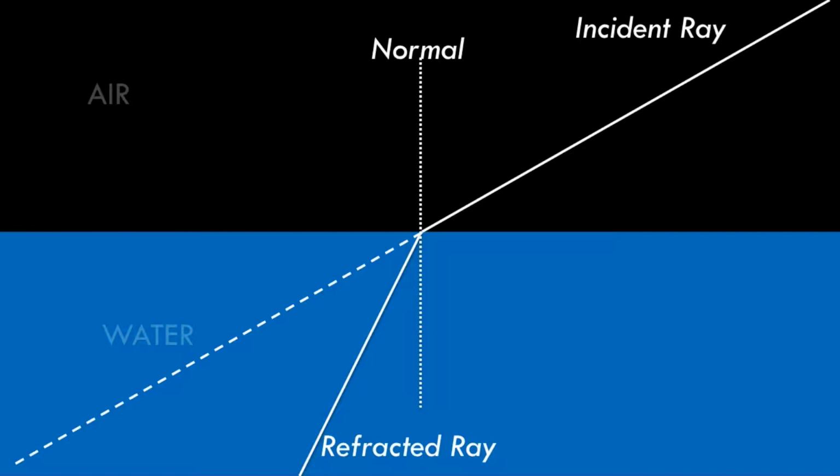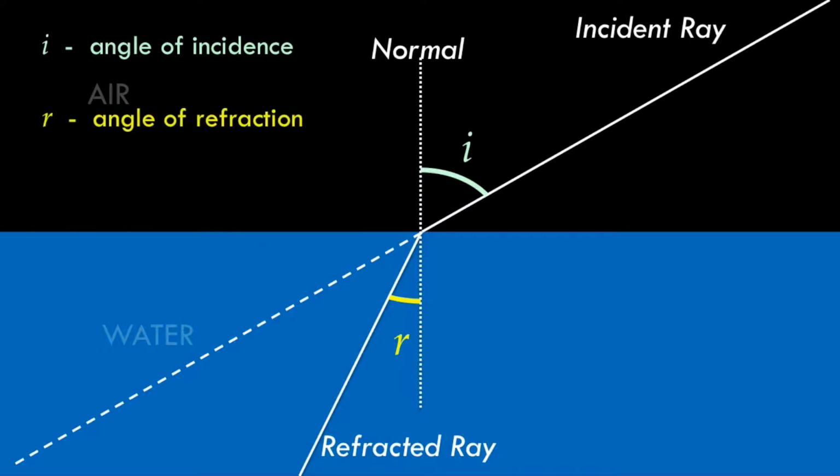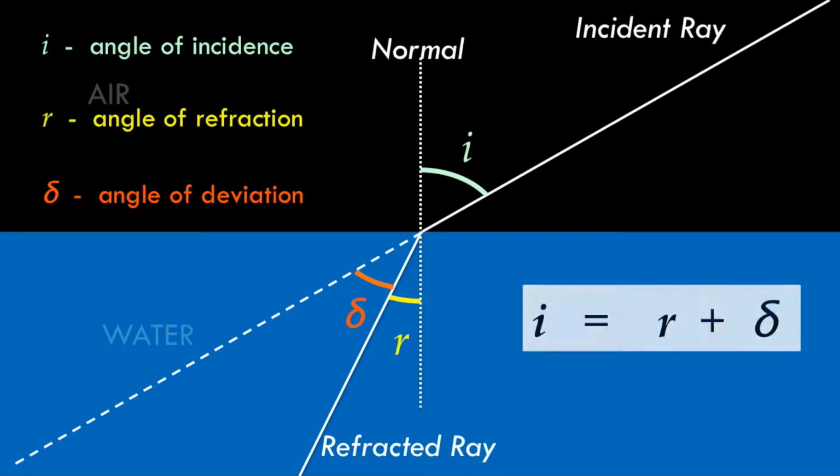The angle I, that is formed between the incident ray and the normal, is called the angle of incidence. The angle R, that is formed between the refracted ray and the normal, is called the angle of refraction. And the angle delta, that is formed between the refracted ray and the projected incident ray, is called the angle of deviation. In this scenario, the sum of angles delta and r is vertically opposite to the angle I, and hence, the relationship between I, r and delta is I is equal to r plus delta.